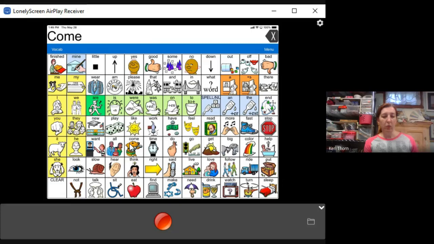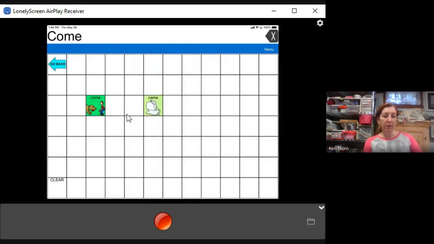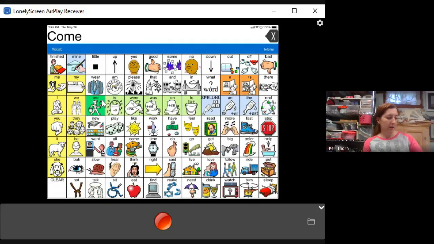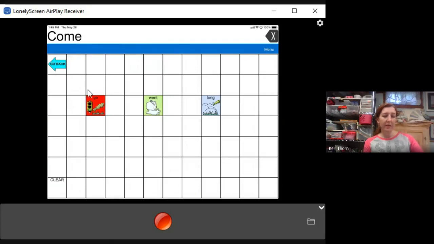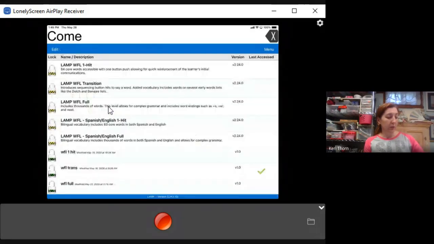What you're going to notice too, if I hit come, the verb here is in green, and it's 3 down, 3 across. That's where the location is to say the verb. Now, if I go to read, that verb is in that same exact location. If I go to go, go is in that same location. So if I'm going to say a verb, my hands are almost automatically going to that spot because I know that's where the verb is going to be. So it's very predictable.